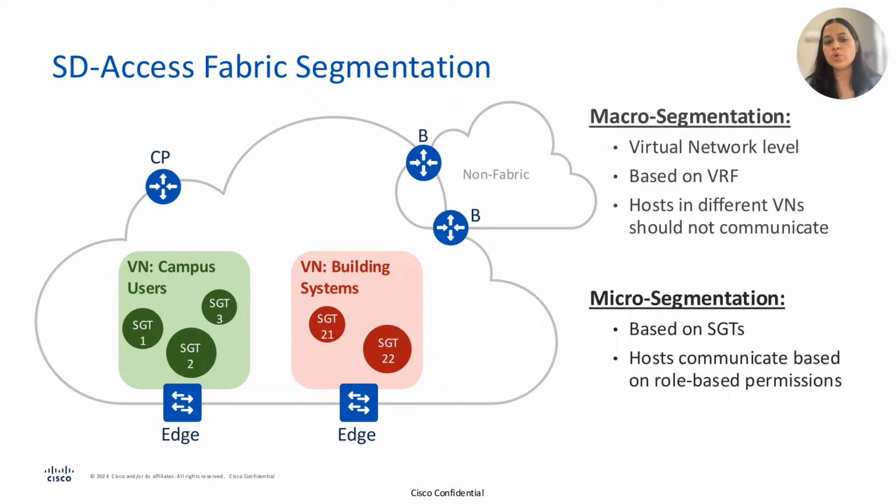because that security group tags filtering that we do in microsegmentation makes it very easy for us to deploy the policies. And we can have security group tags sharing the same subnet or VLAN, and still we can achieve another level of segmentation, and that's what we refer to as microsegmentation in SD-Access.